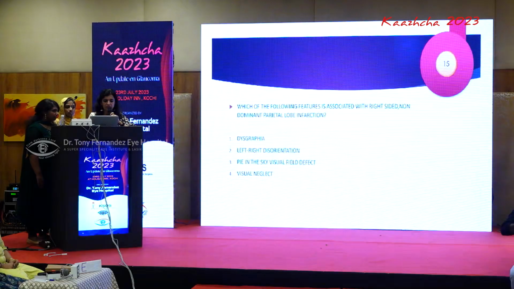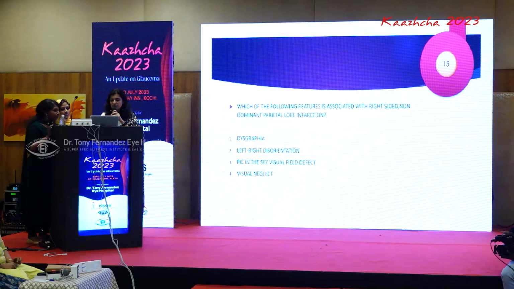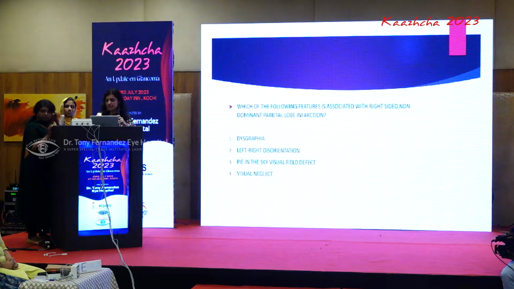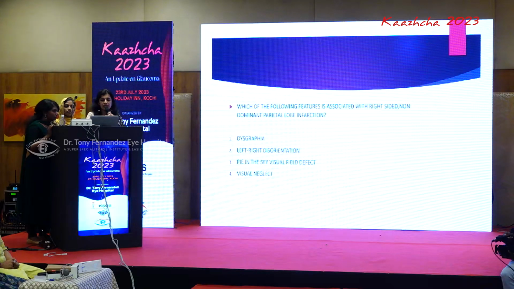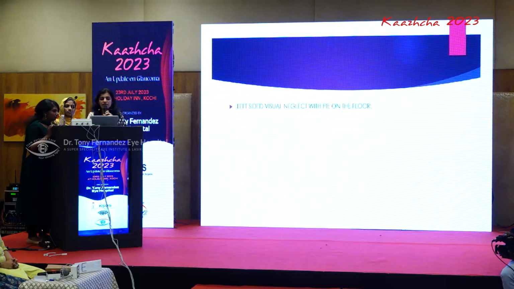Team C. Which of the following features is associated with right-sided non-dominant parietal lobe infarction? Options: dysgraphia, left-right disorientation, pie in the sky visual field defect, visual neglect. I'll give you 10 more seconds because I accidentally pressed the timer. Pie in the sky visual field defect. No, wrong. It is visual neglect. Right-sided non-dominant parietal lobe infarction causes left-sided visual neglect with pie on the floor. So minus 5 for team C.